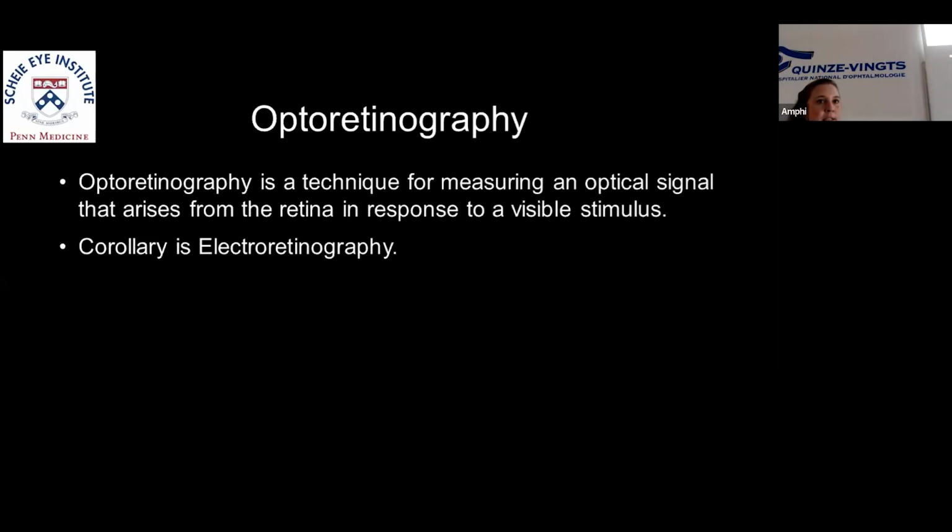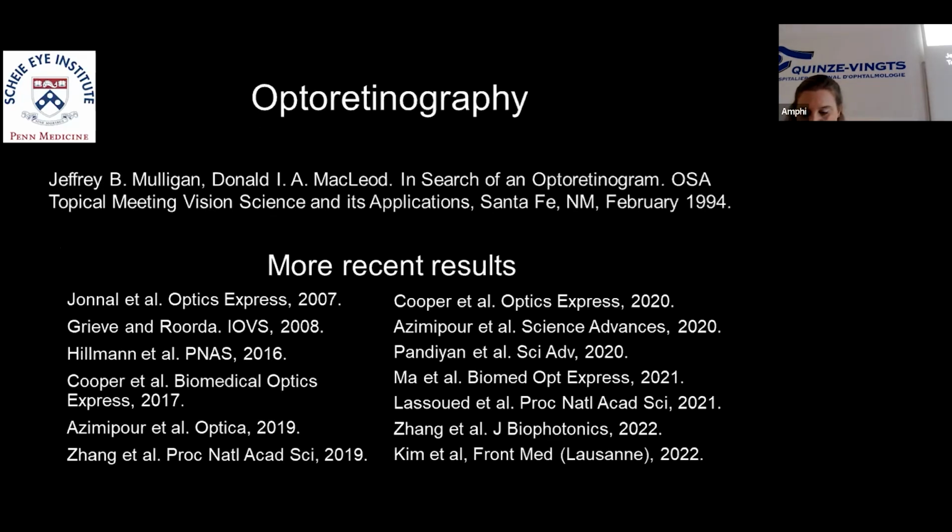So with that, I'm going to dive into a technique that we've been studying, which is optoretinography. Optoretinography is a technique for measuring an optical signal that arises from the retina in response to a visible stimulus. The corollary is the well-known electroretinography, or ERG, where we measure the electrical signal that comes from a visible stimulus. And optoretinography is not a new idea.